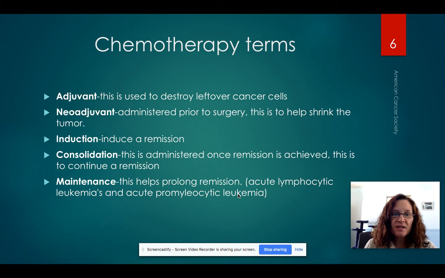Then there's consolidation. This is administered once the remission is achieved, but to continue remission. So basically, a patient will receive chemotherapy, the induction chemotherapy, but there's still risk that there's still some cancer cells floating around. Then they'll receive the consolidation.